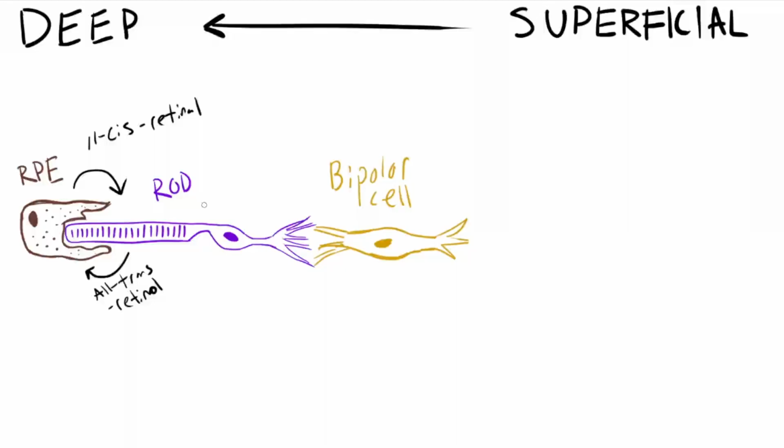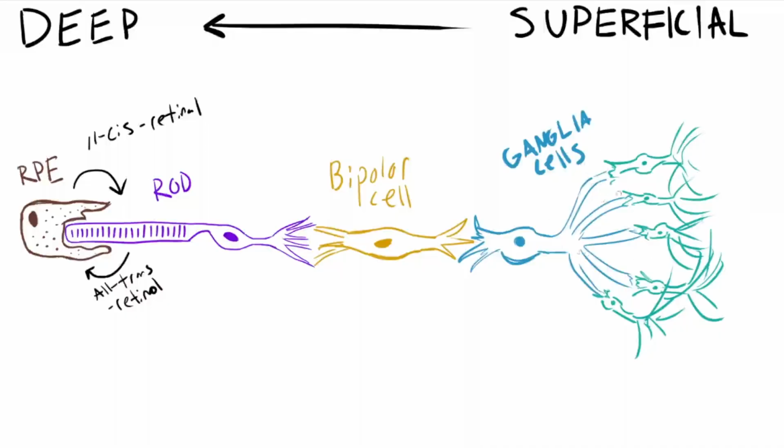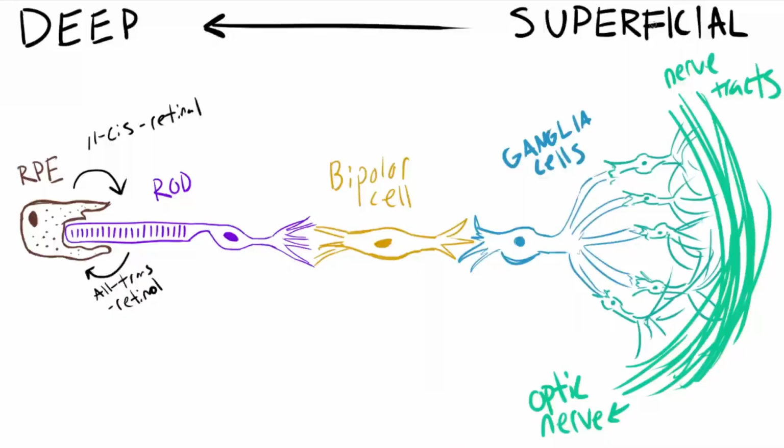On the other end of this rod cell is a bipolar cell. And so it's directly attached to the photoreceptor and then to a ganglia cell. And the ganglia cell is where you make a bunch of connections between different rods and cones. And then these ganglia cells connect to another layer of ganglia cells, another layer of ganglia cells, and eventually all of their axons line up into nerve tracts, and that gets sent to the optic nerve all the way to your brain.